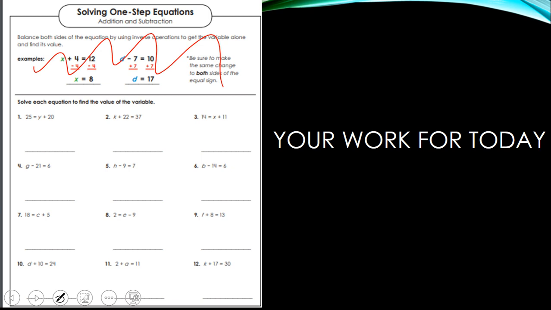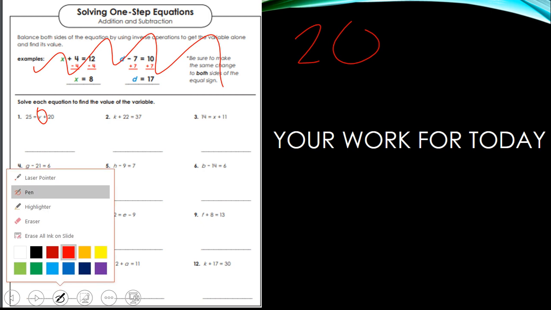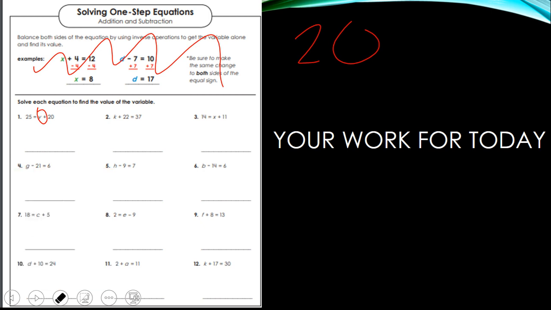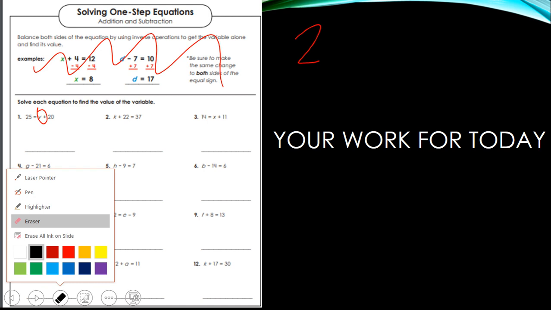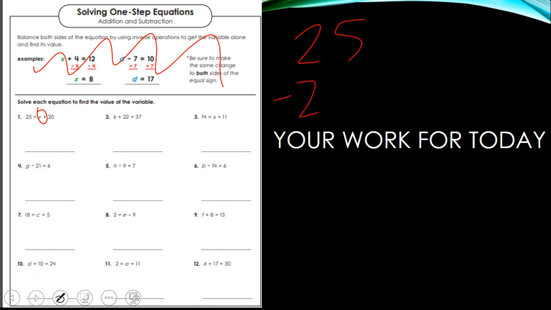So in number 1, we have 25 equals y plus 20. So we have to think, okay, what number do I add to 20 to get to 25? And we've kind of just done this question. So remember, I do 25 minus 20, and that will give me 5. So I know that it's y equals 5, okay?